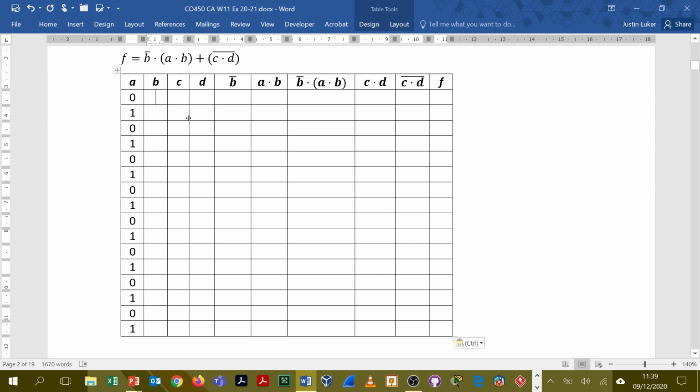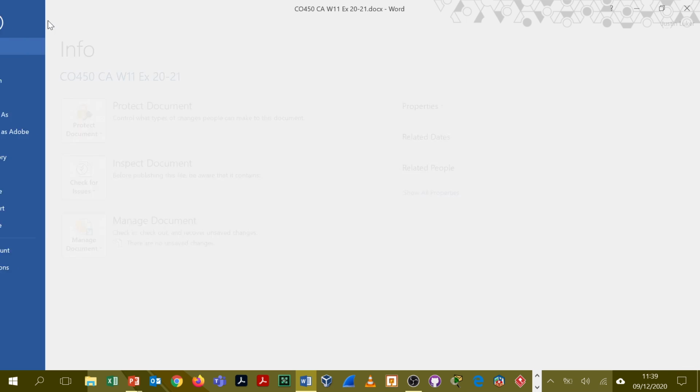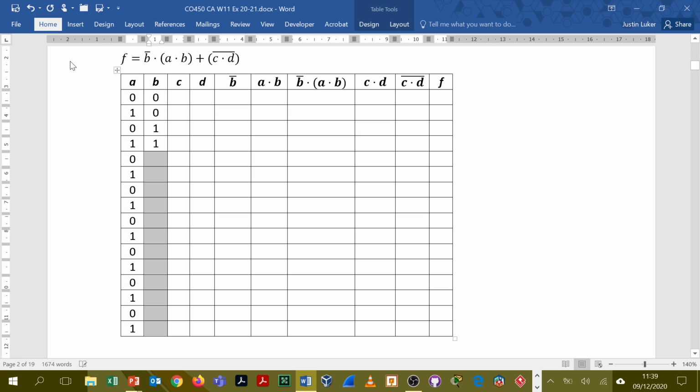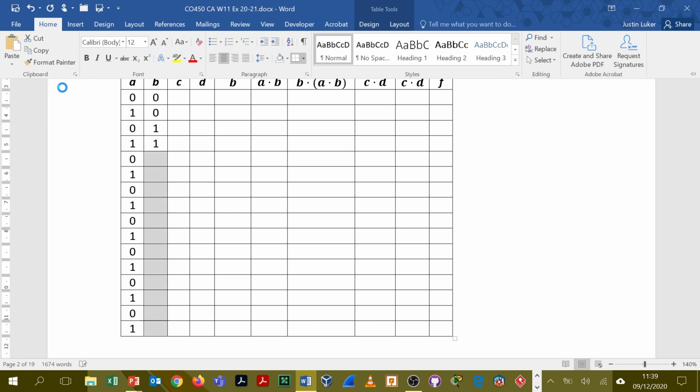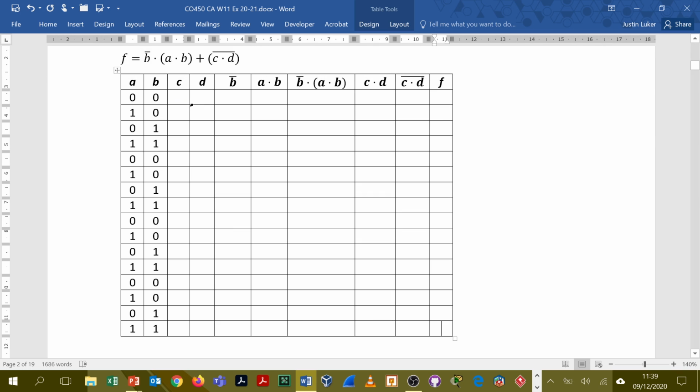And then for B, we remember it's powers of 2, so it's 1 and then 2. So we have 2 zeros followed by 2 ones. And again, if we copy that and continue that pattern down here. There we go. And then for C, we go 1, 2, and then 4.